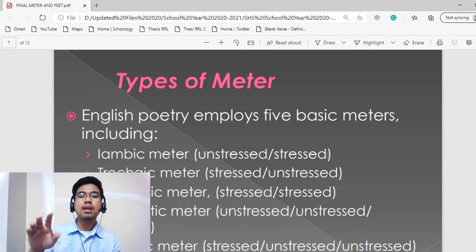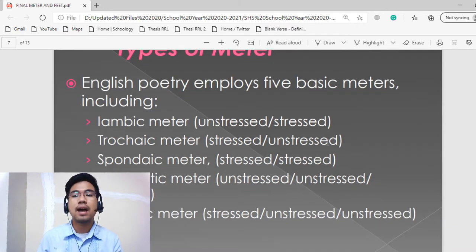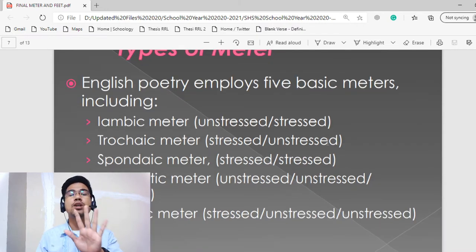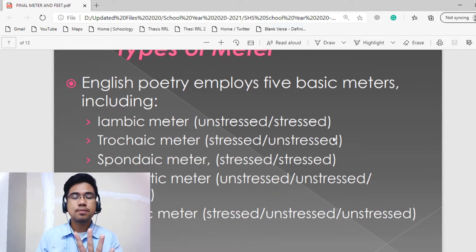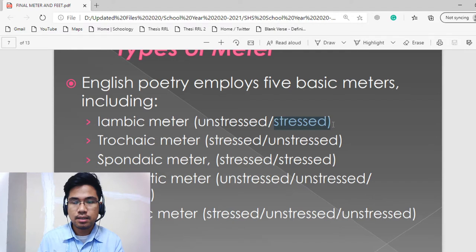So it may be either of these 5. There are 5 types of sound patterns in poetry. English poetry employs 5 basic meters, including number 1, iambic meter. What is the sound pattern for this? Unstressed, stressed. Okay? For trochaic meter, it's stressed, unstressed.